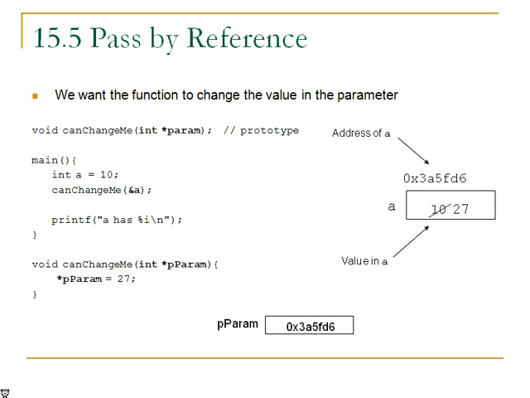So we have two ways of passing something to a function. We have a pass by value, which is what we saw in the cannotChangeMe function.